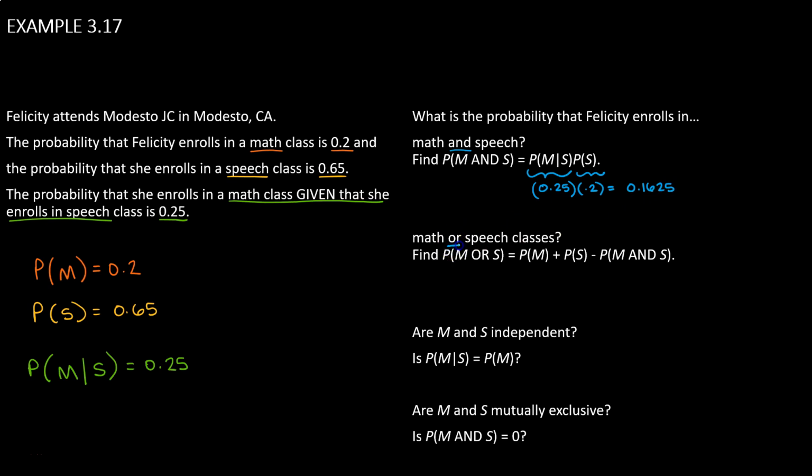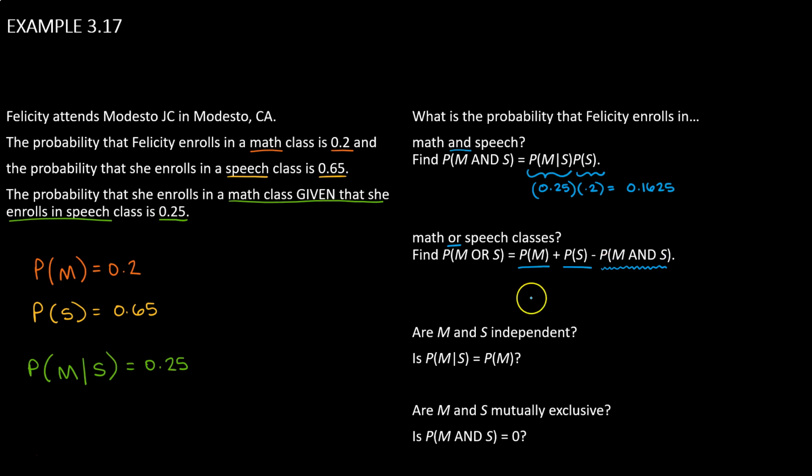If we were to look at the OR probability, this is where we're using an addition rule, making sure to remove any overlap. So, knowing that it's possible for Felicity to take math and speech in the same semester, if we're considering taking math or speech, we could add the probability of taking math to the probability of taking speech, but we have to account for the possibility of taking both in the same semester.